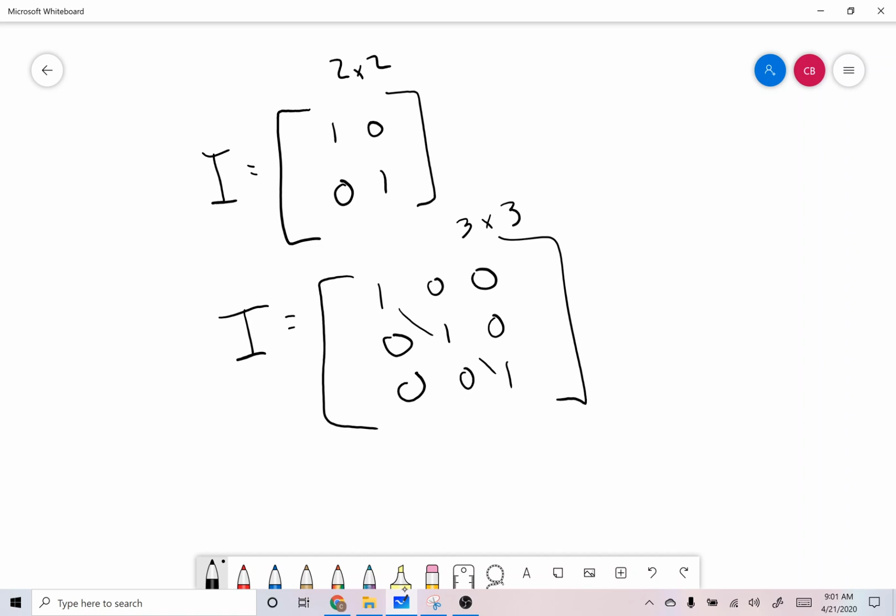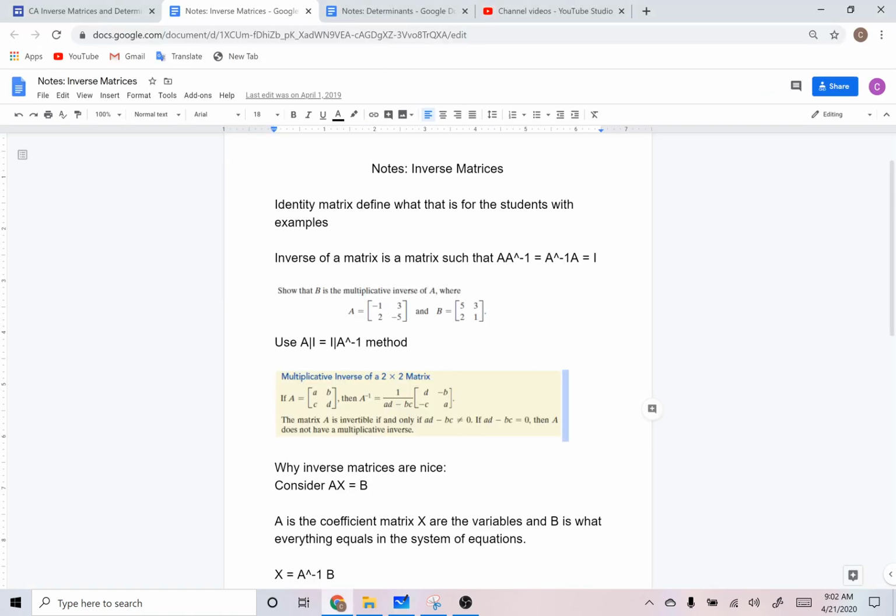The reason it's called the identity is because if you multiply that matrix to any matrix where it actually does multiply, then you will get back the original matrix you started with. And so that's why this is called the identity matrix. But there's a little bit more to this.